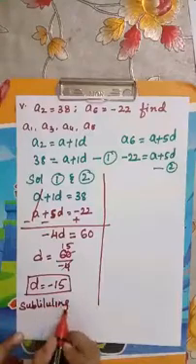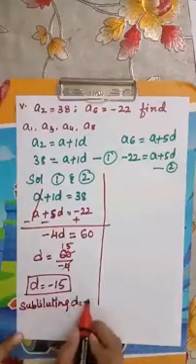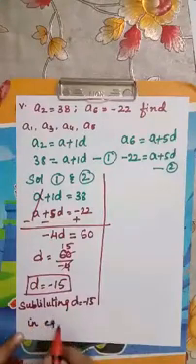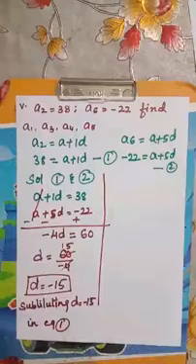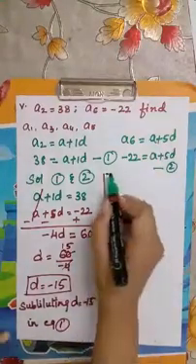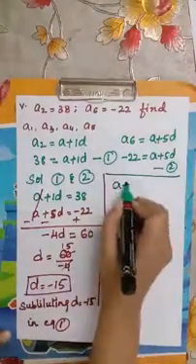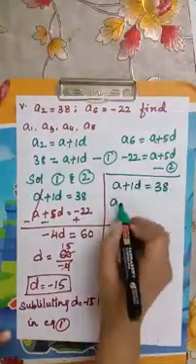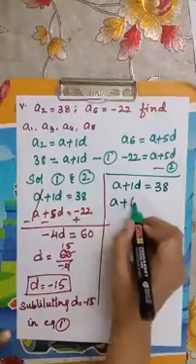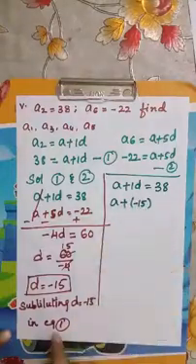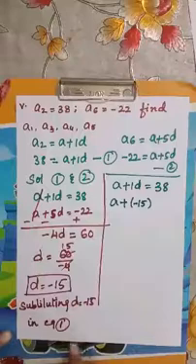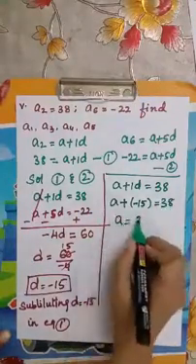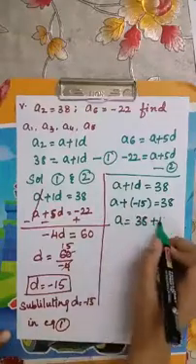Substituting D is equal to minus 15 in equation 1. Equation 1 में substitute करेंगे. What is equation 1? A plus 1D is equal to 38. A plus D value we got as minus 15. यहाँ पर minus 15 आया. A minus 15 is equal to 38. A is equal to 38, minus इधर आते plus हो गया हमारा.